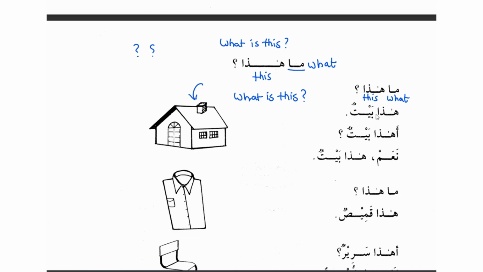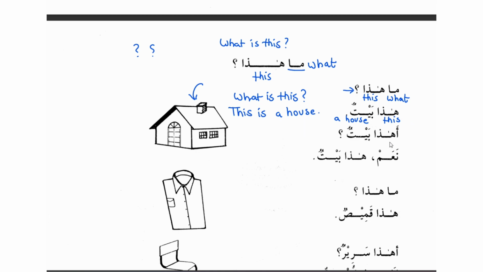Okay. So the statement or the answer to this question is haza baytun. Haza means this, and baytun means a house. Correct? So the translation of the answer to this question, what is this, would be, this is a house. Full stop. So the question was ma hadha: ma means what, haza means this, translated as, what is this? The answer is hadha baytun, translated as, this is a house.